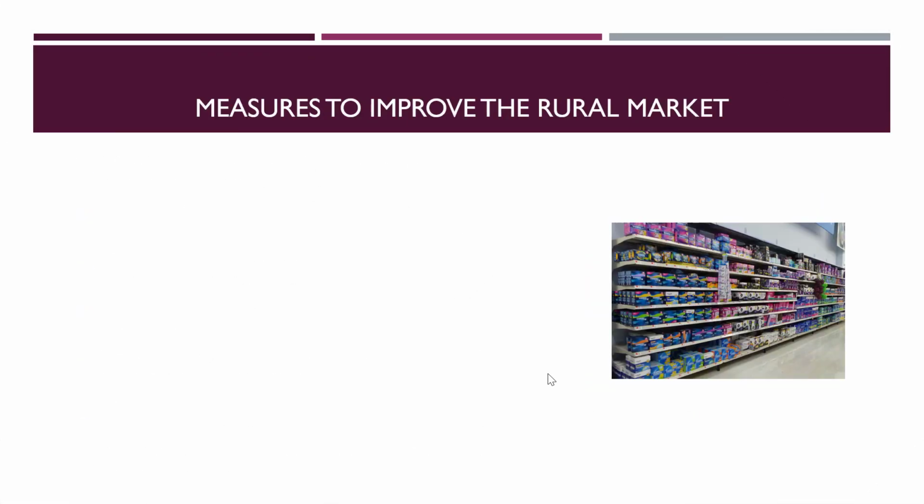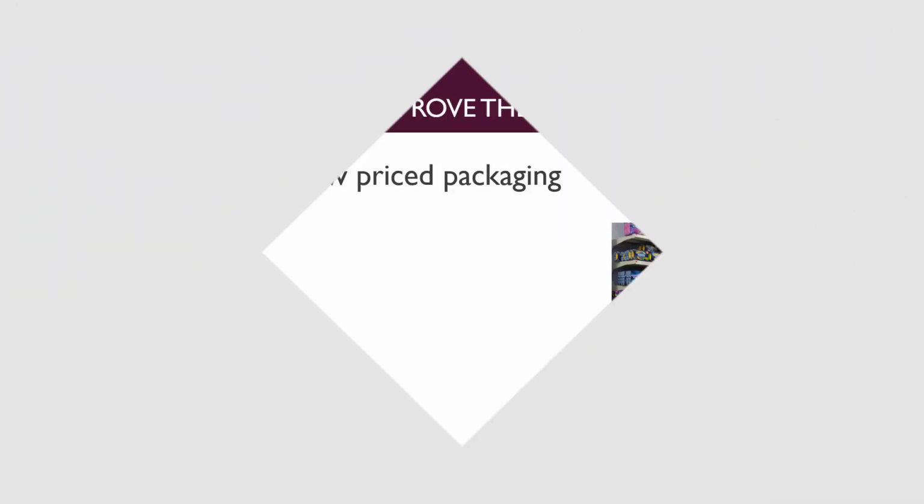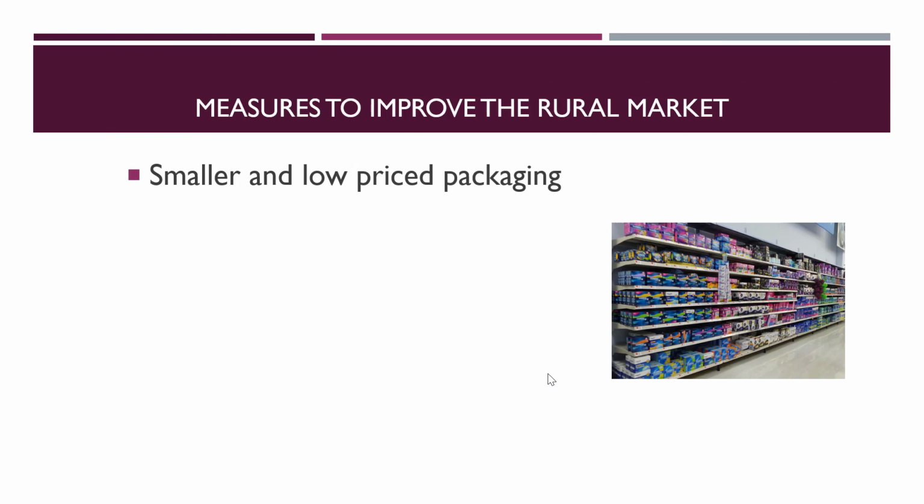But yes, there are certain ways, which we will be discussing in this slide, to improve or to overcome those problems. Number one is smaller and low-price packaging. We talked about how consumers in the rural market are price conscious or sensitive. So to make goods and services affordable for them, products can be packaged in smaller and low-priced packaging material.